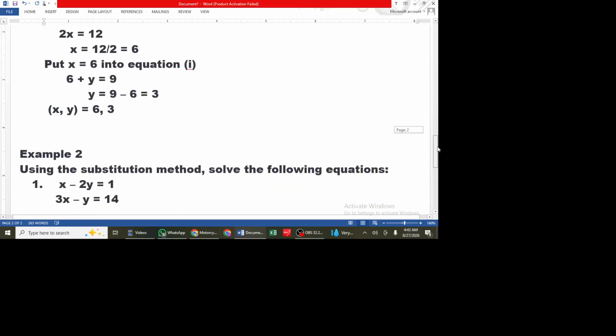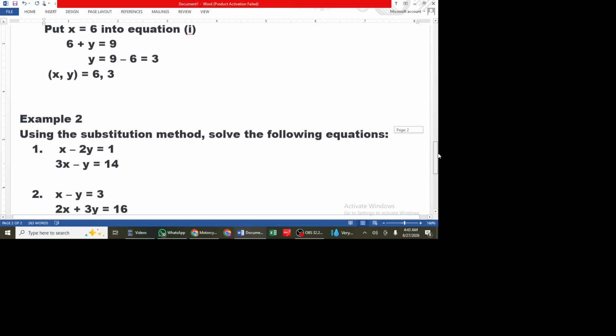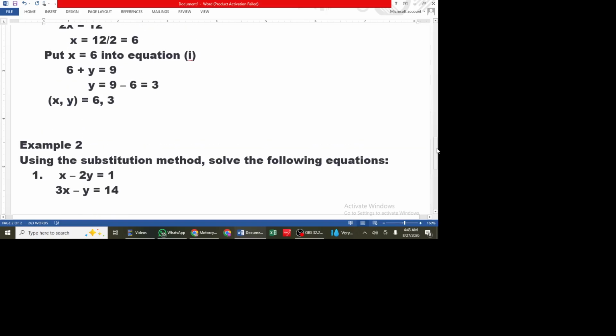Now let us go into substitution method. Substitution method is saying that you make one of the letters, one of the unknown, subject of the formula, and you substitute in the second equation. Now let's call this one equation 1. Let's call the second one equation 2.